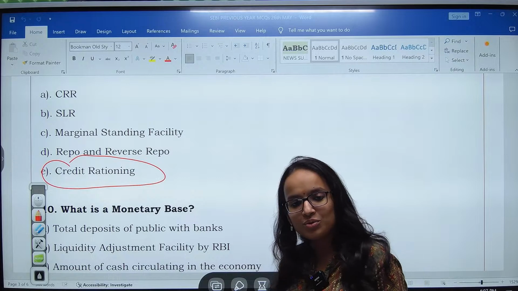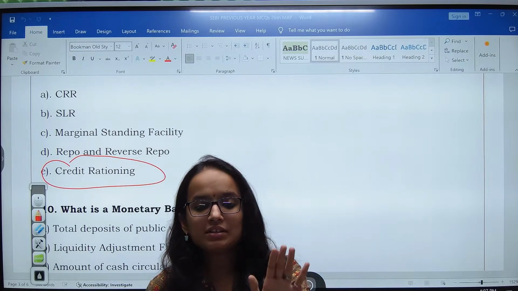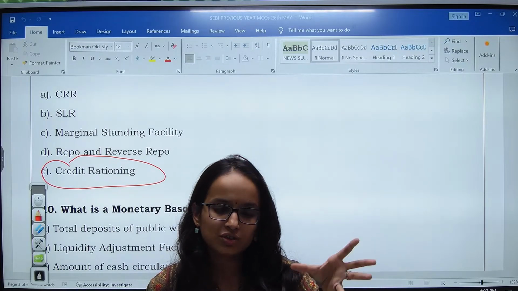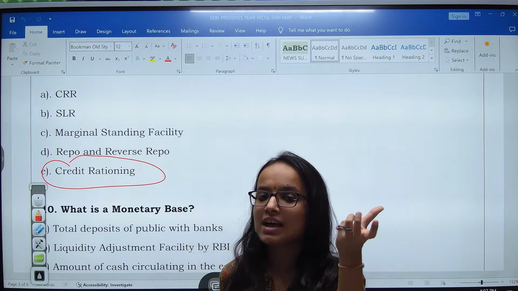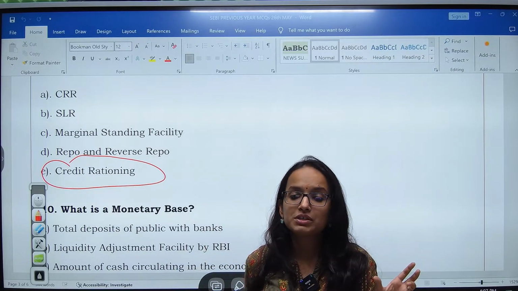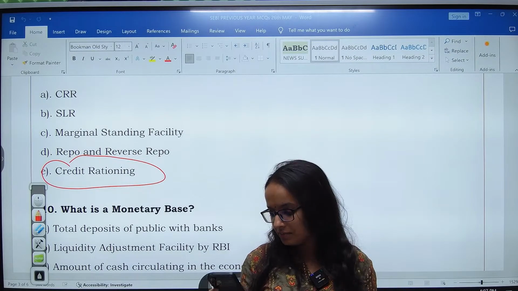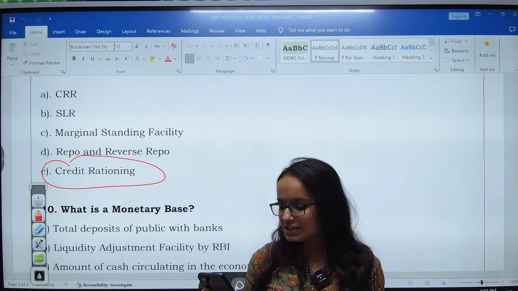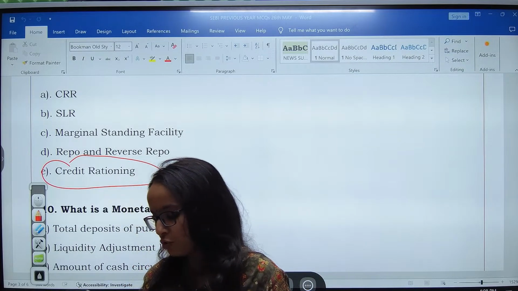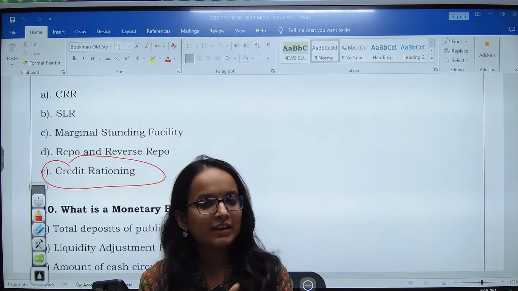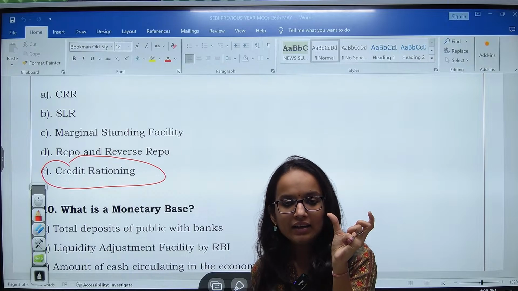Credit rationing. You all know that there is something called monetary policy of RBI. Its aim is to control or change the money supply according to the inflationary situation, so that the final aim is to contain inflation within the desirable limits. What is the desirable limit of inflation in case of India? Tell me quickly. 4 plus minus 2%. Very good. RBI tries to manage this desirable bracket while changing the money supply.